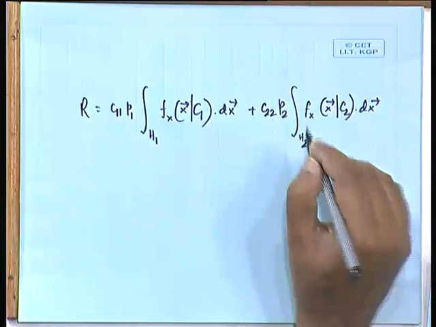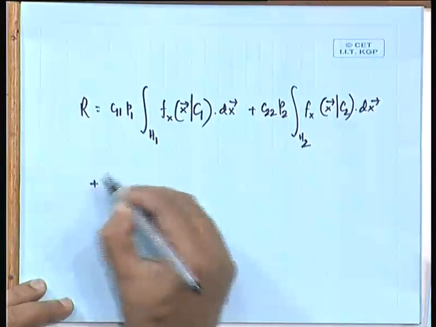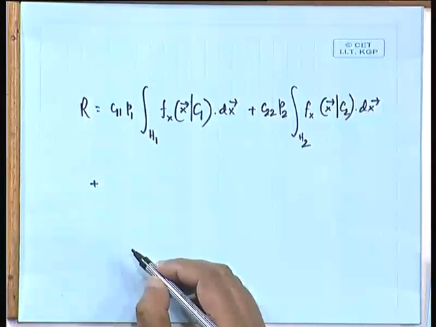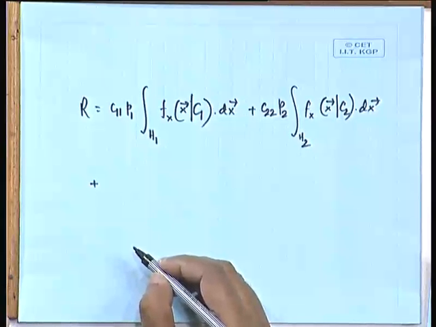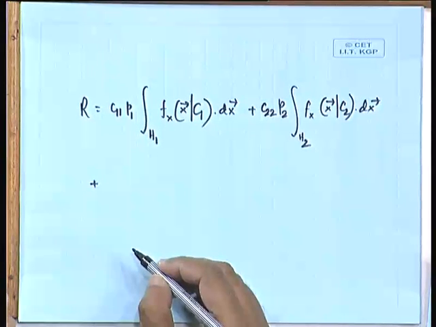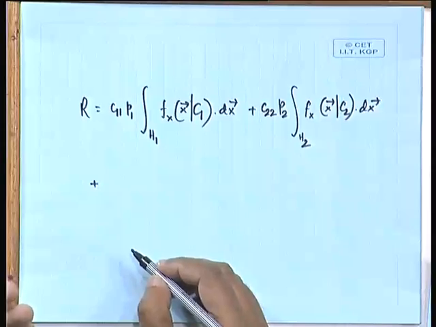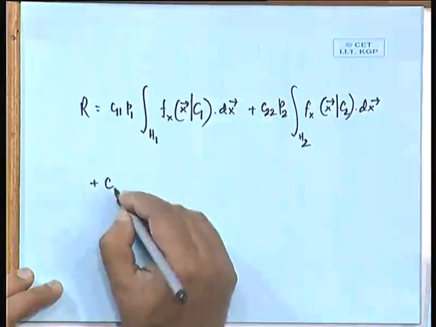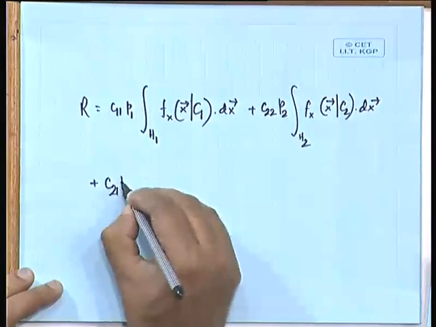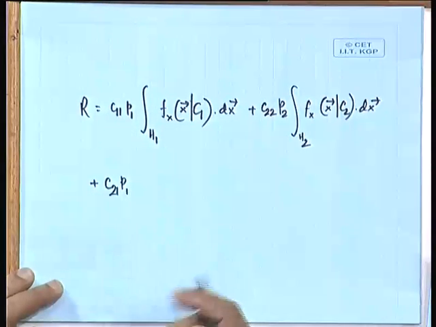About these two terms we don't have any problem, but we are also going to have two extra terms. In fact, the contribution of those terms will be more in the risk functional, because as I said, we are going to have C12 and C21's value to be higher. So what we are going to consider is C21 P1. And why P1? Because we have drawn it from class 1.